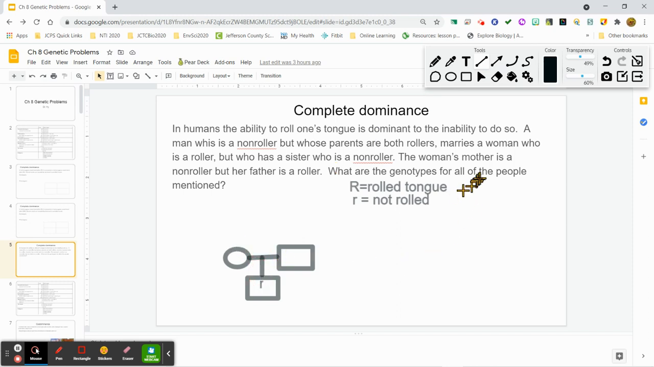All right, and then it says whose both parents are rollers, so they are going to be big R, and this one's also going to be big R. But he marries a woman who is a roller, so he's going to marry a woman over here. I'm going to put her over here, and she's going to be a roller, so she's going to be a big R. Circle around her.